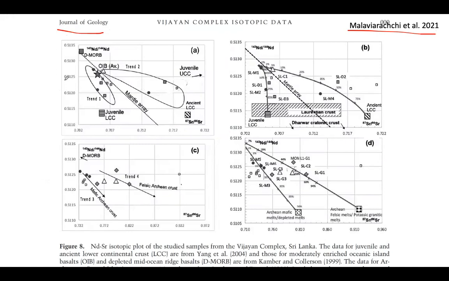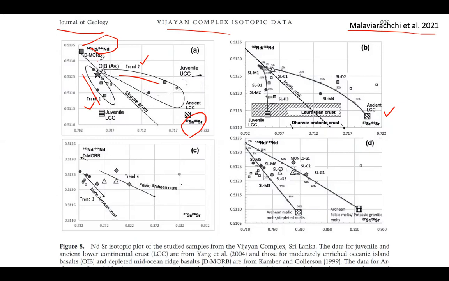Here, when we plotted neodymium isotopes versus strontium isotopes, two isotope ratios plotted, I could observe two very clear variations. One variation is here. I termed it as trend 2, the other one as trend 1. So two very clear variations were observed in some of the samples from the Vijayan complex. Okay, this is an isotope study. And when I modeled, I could find some contribution from ancient lower continental crust as one component. And here, I think the depleted mantle.